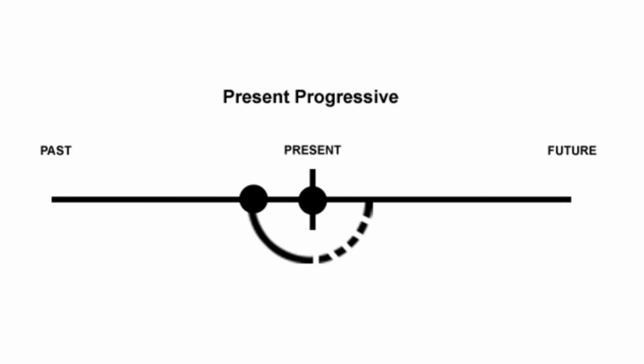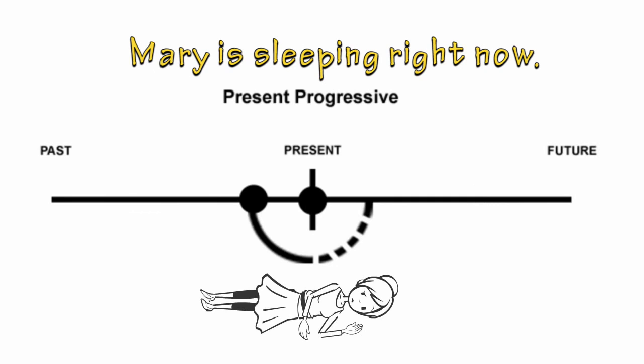Present progressive tells us that something started in the past and is still ongoing. Mary is sleeping right now. Mary started sleeping at 9 o'clock tonight and will probably continue to sleep until morning. I am talking about her in the present time.